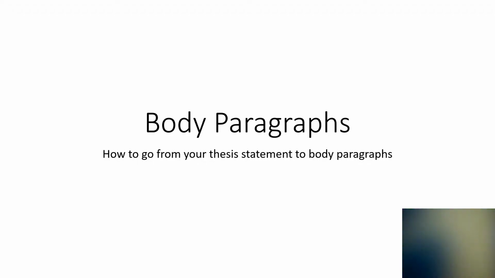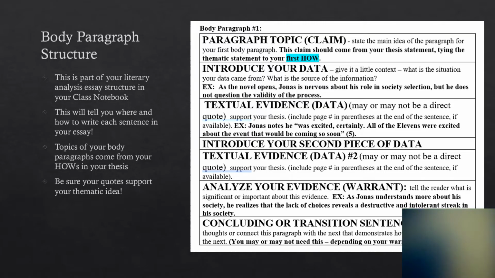So first I want to give you a little bit of how to go from your thesis statement to a body paragraph, taking that thesis statement and turning it into body paragraphs. First I want to draw attention to your body paragraph structure. You have this in your class notebook. You have exactly where every sentence goes in an essay. I like to try to make it easy for you so that you have a template, and then eventually you're going to be able to let that template go because you'll know how to do it. But I literally have every sentence there.